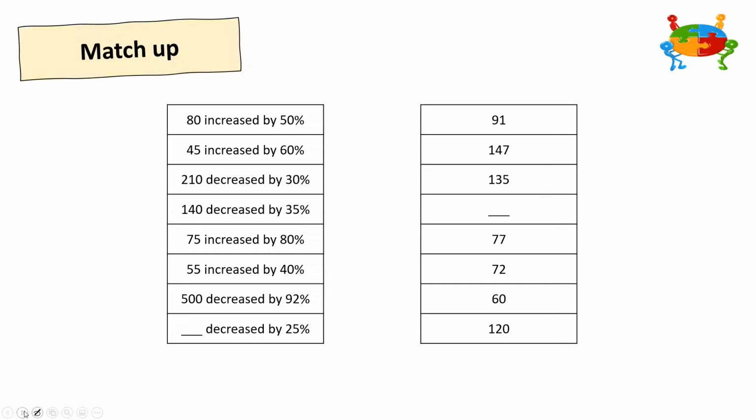And moving on. What I'd like you to do is pause this video and have a go at matching these up. You'll notice that there's two that are missing. There's a value missing on this side and a value missing on this side. Once you've managed to match all the other ones, see if you can figure out what the two missing values are.